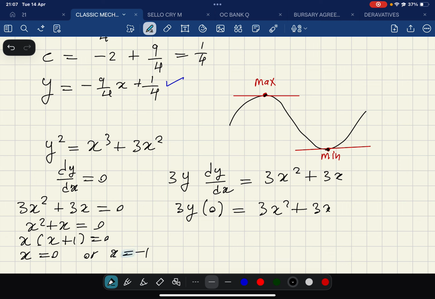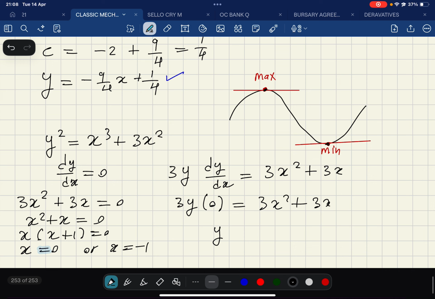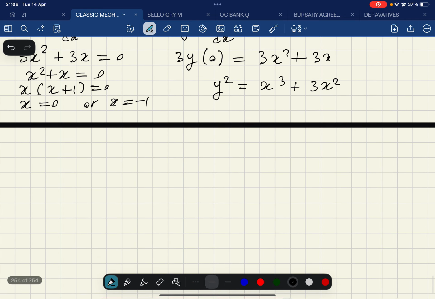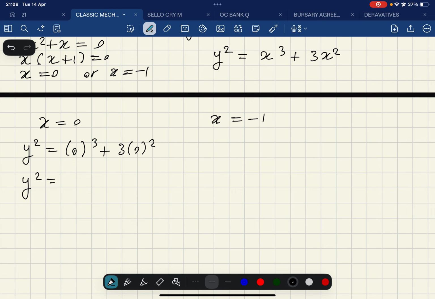So I have to substitute those values into the original equation, or anywhere. I can substitute them into the original equation, which means I will have y squared equal to x cubed plus 3x squared. From here I have the value of x as 0 and the value of x as negative 1. I'm going to substitute the value of 0 into this side, which gives y squared equal to 0, which means the point on this side is (0, 0).